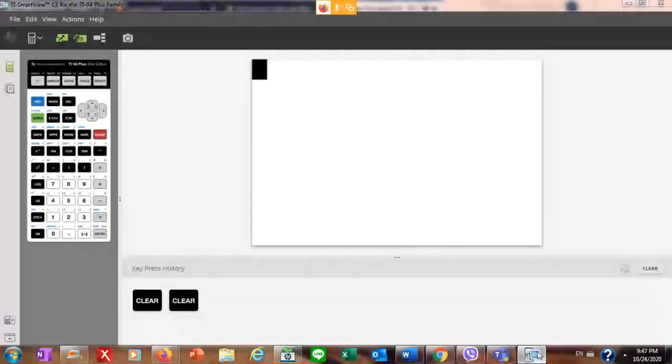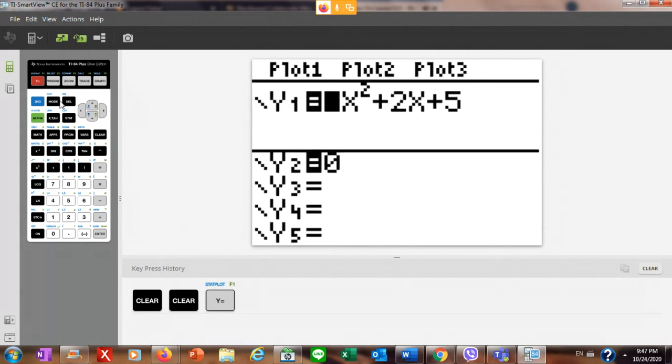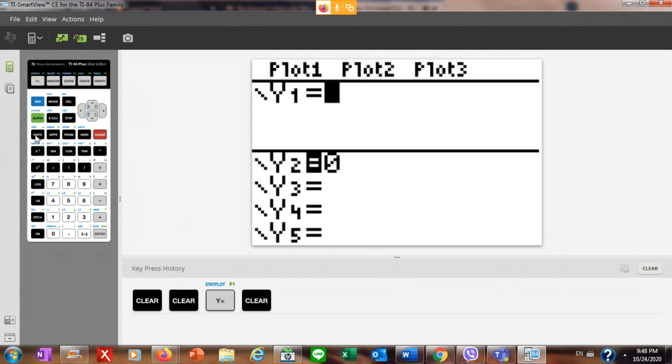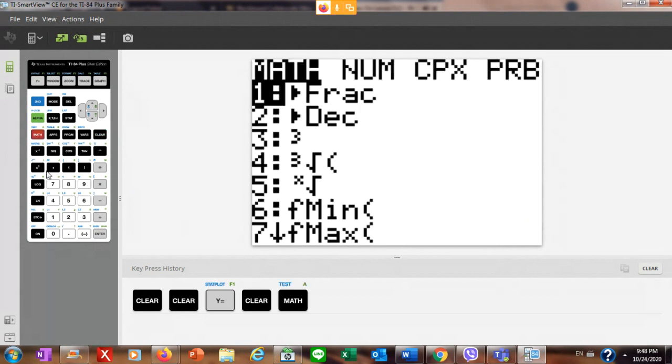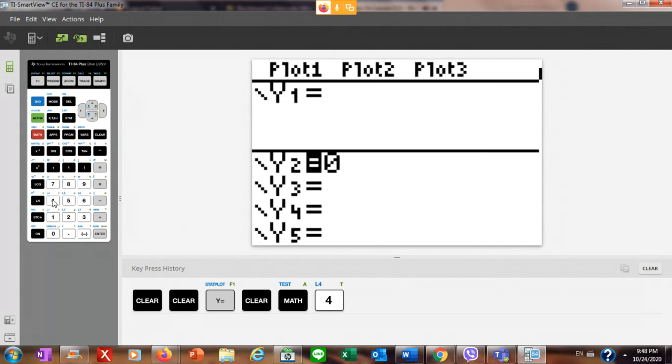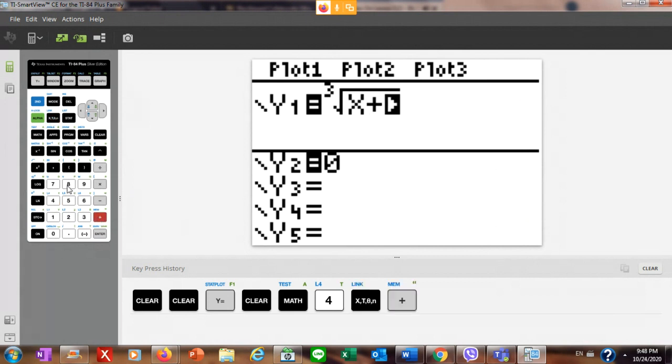All right, so let's try it out. I think we had x plus cube root of x plus 8. So I'm going to go to y equals, clear this, and then I'm going to enter the cube root of x plus 8.